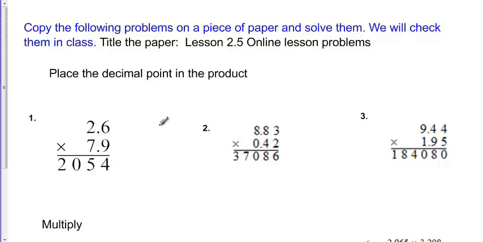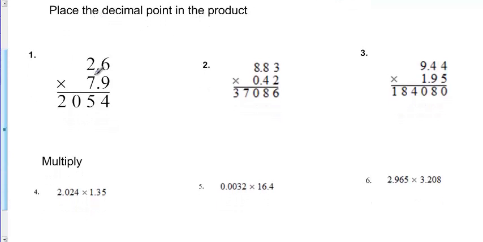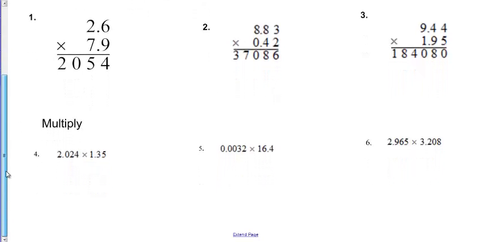Alright, now on this page I have a few problems which I want you to write down on a piece of paper and solve them. We are going to be checking these in class. I want you to title the paper as Lesson 2.5 Online Lesson Problems. For the first 3 problems, I want you to place the decimal point in the product. As you see, the product is already given for you in these 3 problems. All you're doing is placing the decimal point. Please make sure that you're doing it clearly. The other 3 problems is where you have to actually work out the problems. Okay, I'll see your work in class next time.